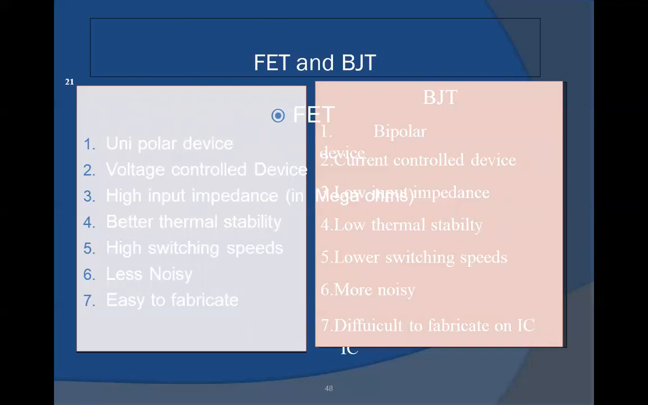So this is the difference between FET and BJT. FET is a unipolar device, but BJT is a bipolar device. FET is a voltage control device, BJT is a current control device. Here the input impedance will be very high, but there it will be very low. Better thermal stability here, there low thermal stability. Switching speed will be high in FET, but in BJT switching speed is low. FET is less noisy, they are more noisy. It is easy to fabricate in FET, but it is difficult to fabricate on IC in BJT.